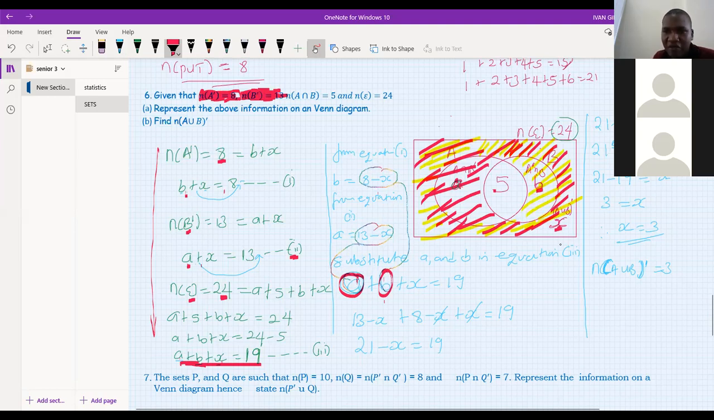They would have also asked you to find the value of B. You just come and put X here. Our X is 3. That means B will be equal to 5 from this. And our A will be equal to 10 when you subtract 3 from 13.